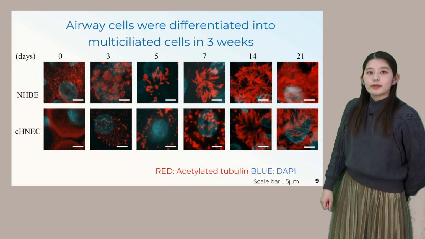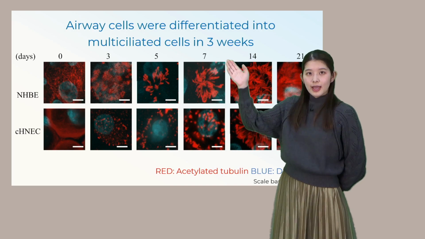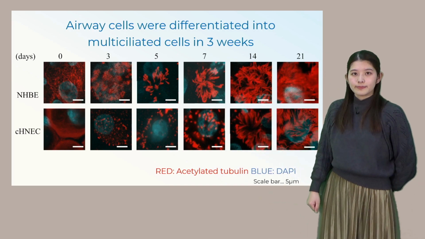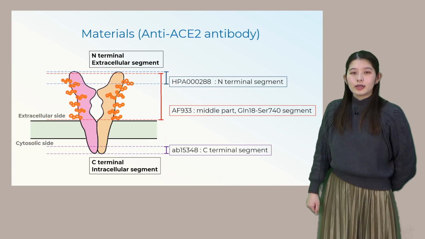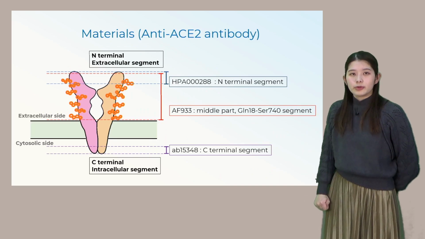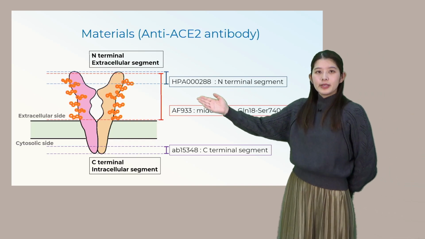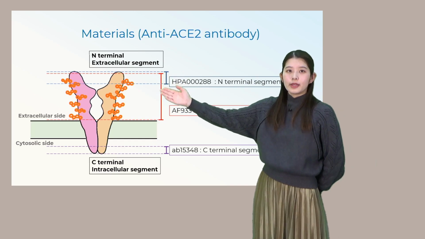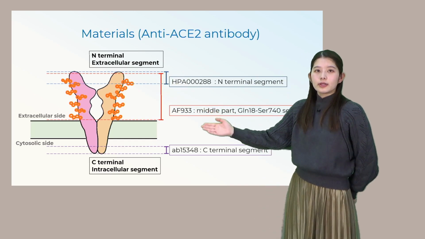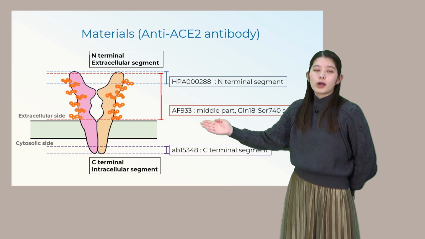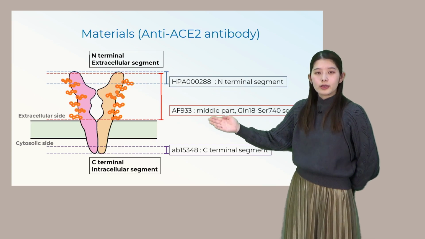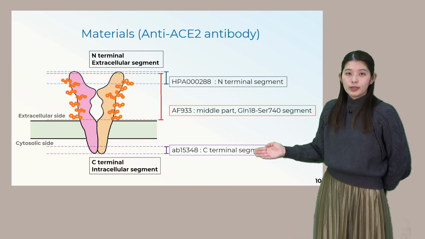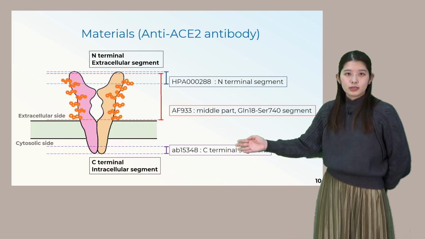Next, I made lysate samples of each day, and I did Western blotting to detect ACE2 protein expression. In this study, I used 3 kinds of ACE2 antibodies. First, HPA00288, which recognizes the N-terminus of ACE2. Next, AF933, which recognizes the middle part of ACE2, including the ectodomain. And last, AB15348, which recognizes the C-terminus of ACE2.